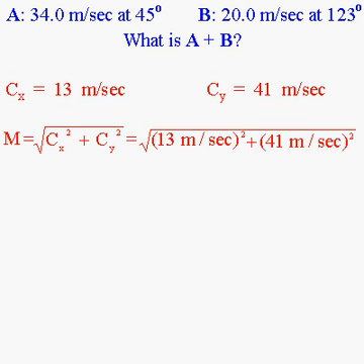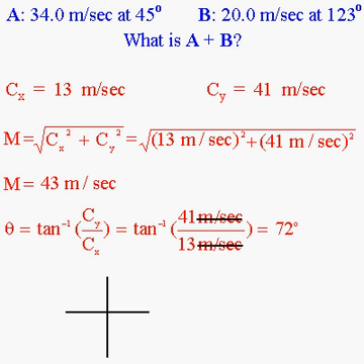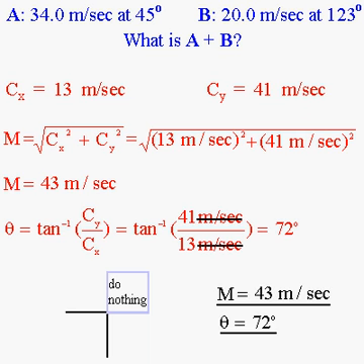Now we're not quite finished because we have to make sure that angle is properly defined. The only way to do that is figure out where this vector is on the Cartesian coordinate plane. The x component is positive, which means it's to the right of the origin, and the y component is also positive, meaning it's above the origin. So this vector is to the right and above the origin, which is quadrant 1. In quadrant 1, we do nothing to the answer that comes out of the calculator, so 72 degrees is the properly defined answer. So the final result is that A plus B has a magnitude of 43 meters per second and an angle of 72 degrees.